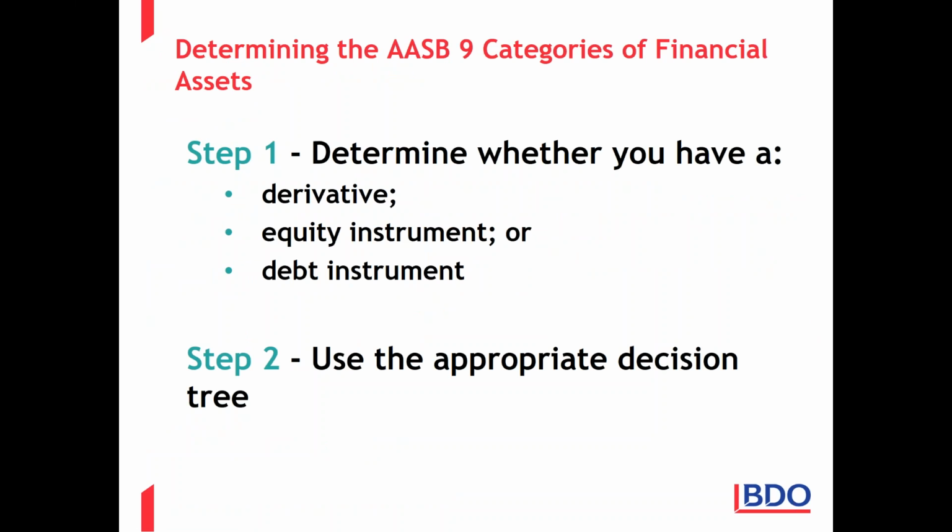So I just want to recap. We've got 4 categories of financial assets in terms of AASB 9. It's different to the current categories in AASB 139, and in order to assess which category you fall in, there's a 2-step approach. Your first step is: is it a derivative, an equity instrument, or a debt instrument? And then you have to use the appropriate decision tree.